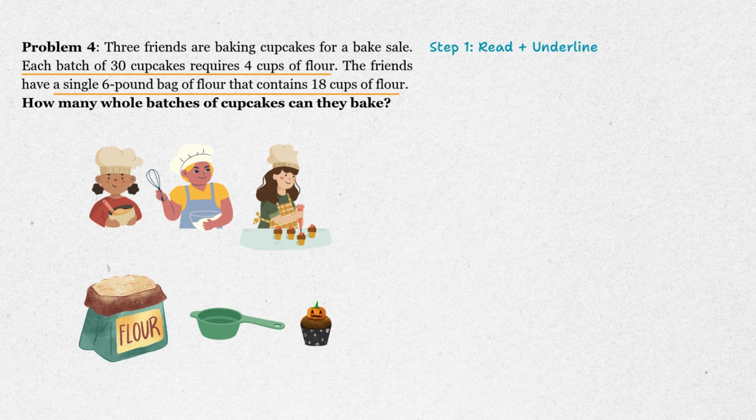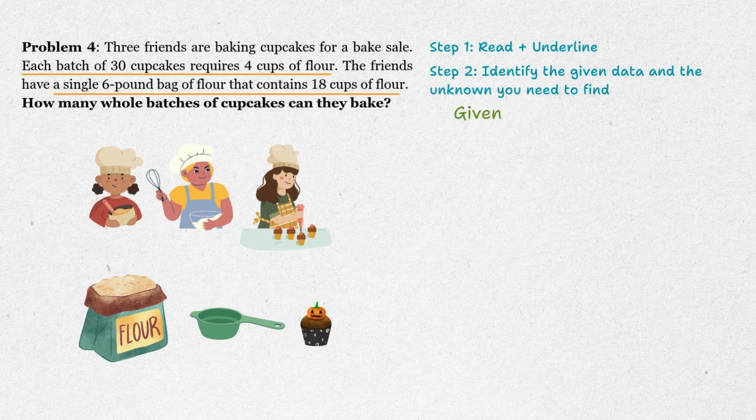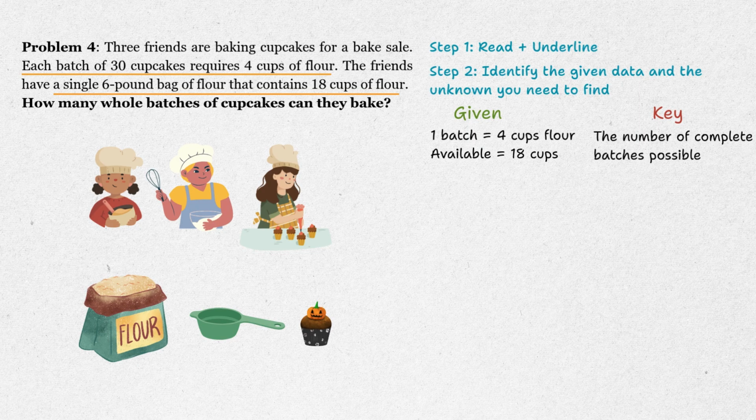Now, box the words whole batches. That phrase tells us to only count complete batches. No partial batches allowed. So one batch uses 4 cups of flour, and the total available is 18 cups. We're trying to find how many batches that equals.